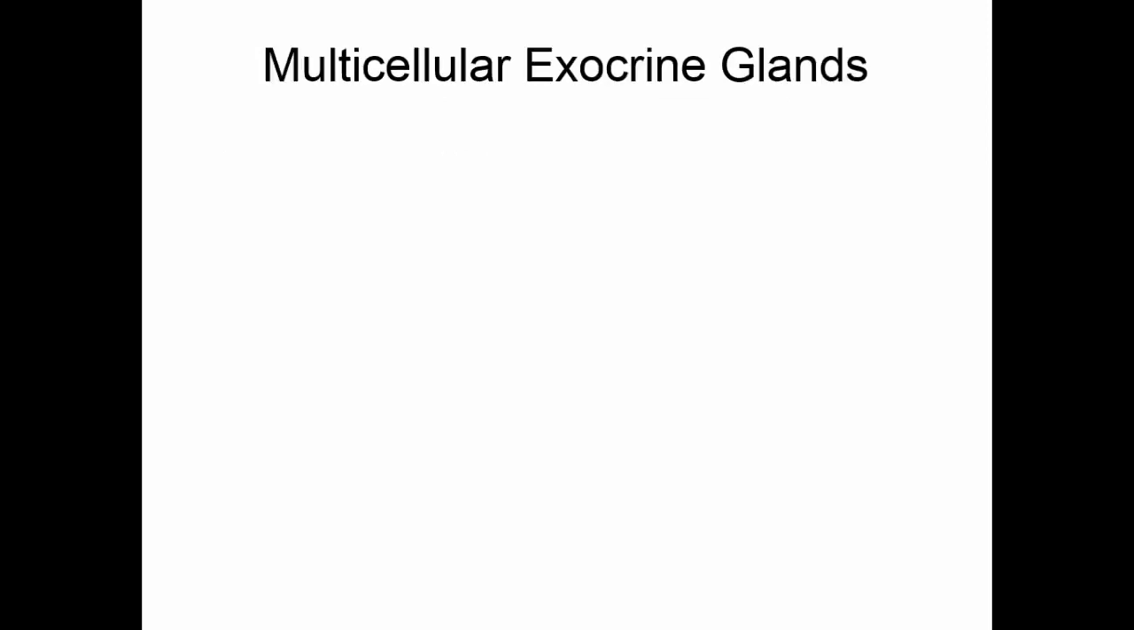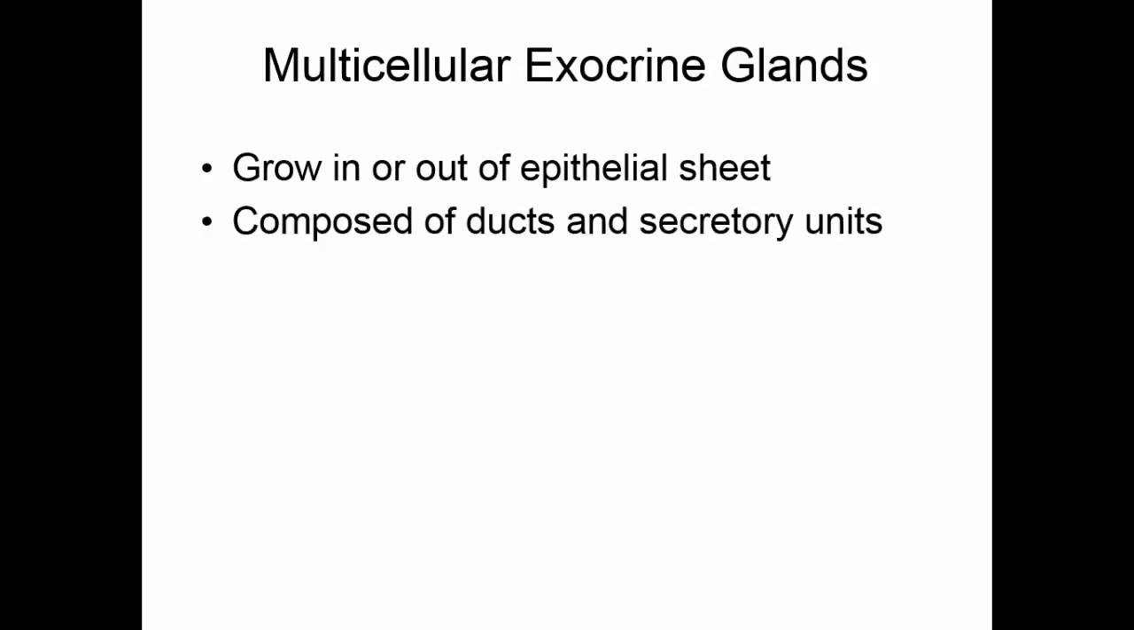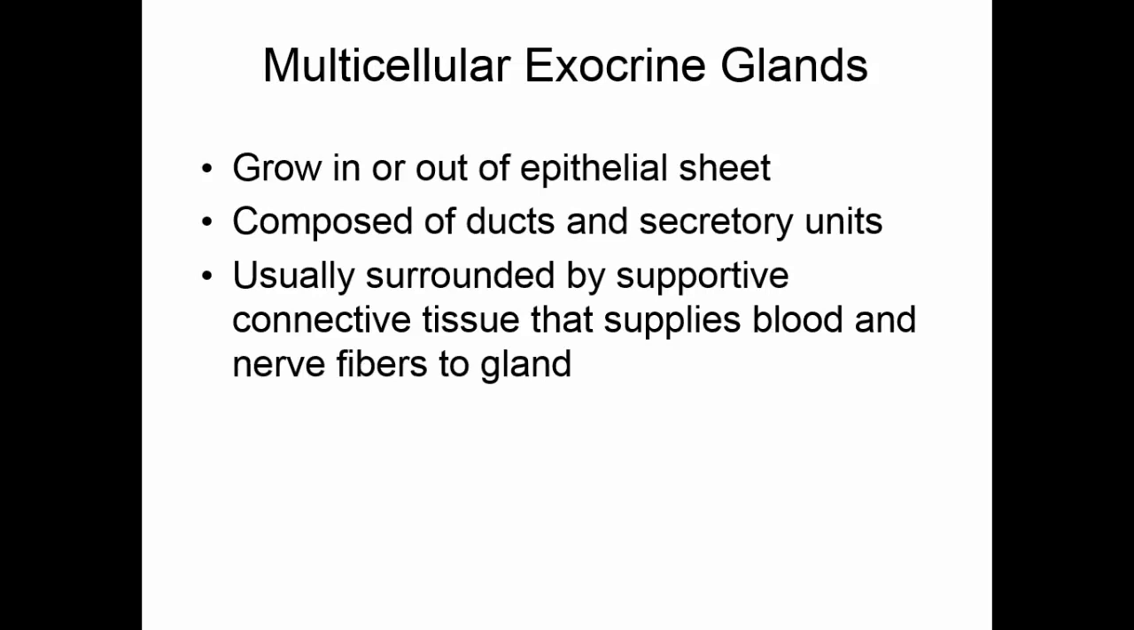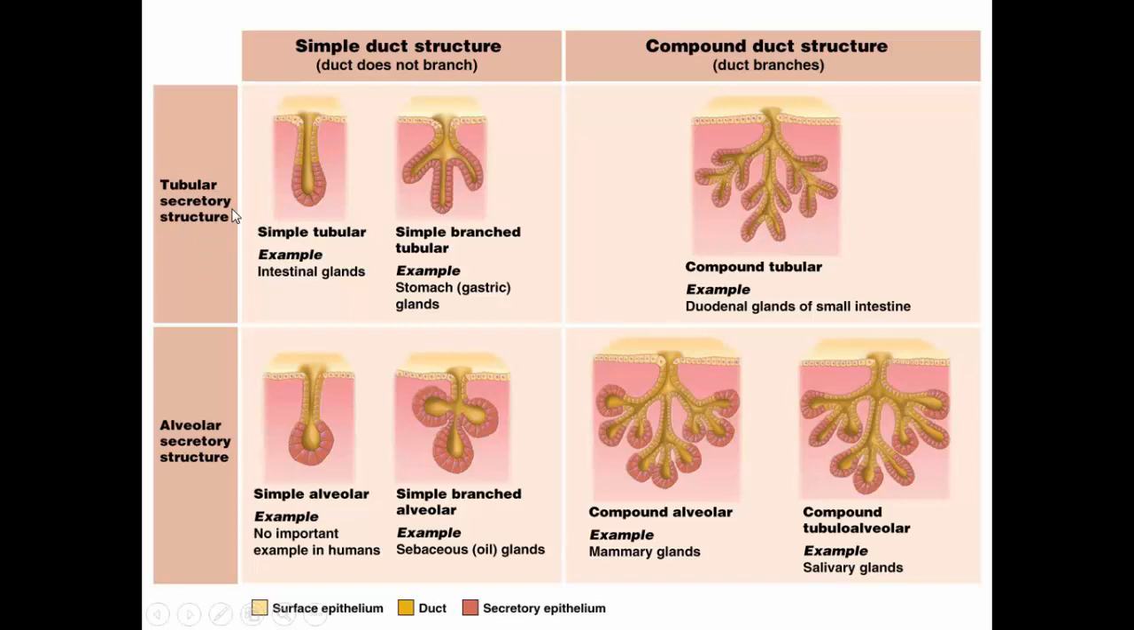Multicellular exocrine glands usually grow in or out of epithelial sheets. They're composed of ducts and a number of secretory units. Usually they're surrounded by supportive connective tissue, and this is what supplies blood and nerve fibers to the gland. The connective tissue usually forms a capsule around the gland and may even extend into the gland to help divide it into lobes. Here you see several types of glands, a fairly simple tubular gland.